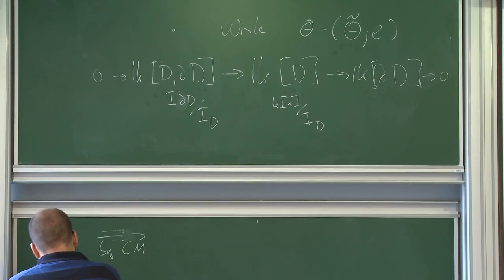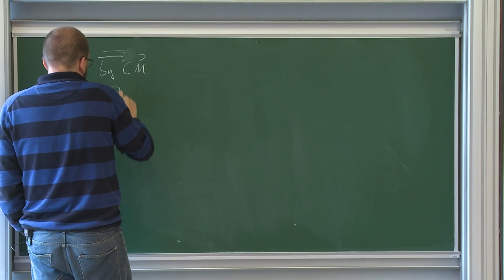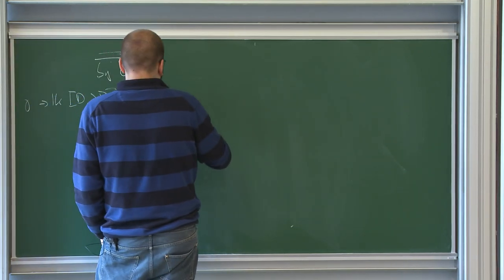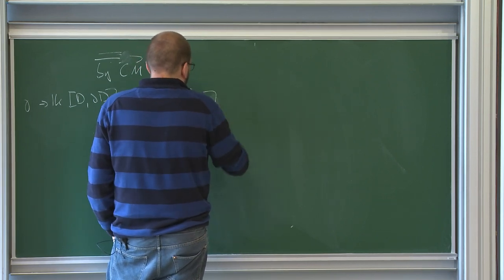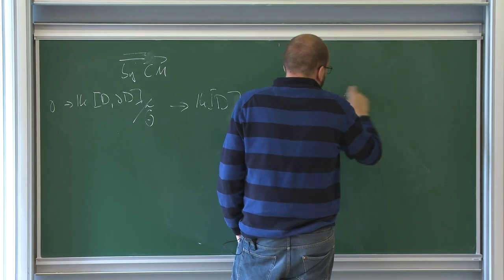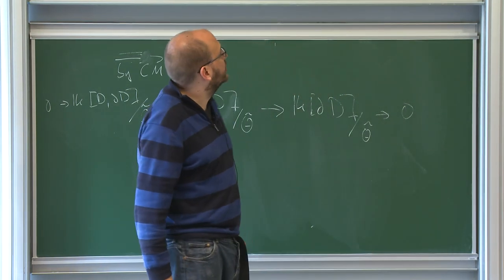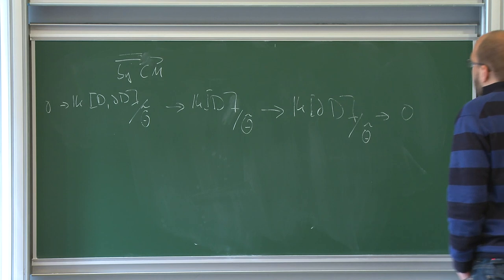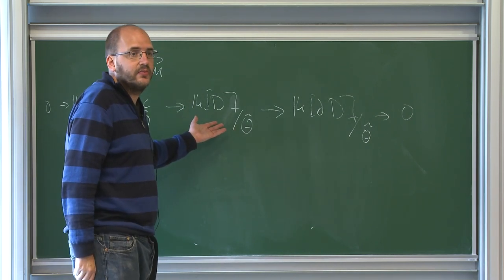what I get is K of D modulo theta tilde to K of the boundary of D modulo theta tilde to zero. Okay, so because theta tilde is regular on the boundary of D, I can take it out, this is all exact. It's fine. But now, to get back to A of D, I want to take out this additional linear form L, the one that is missing.